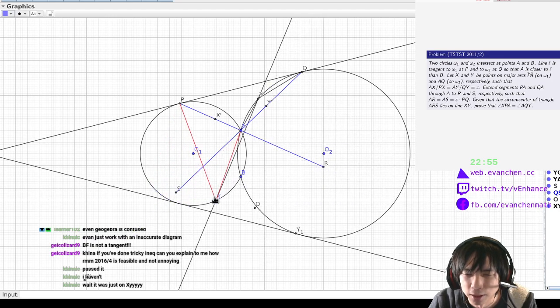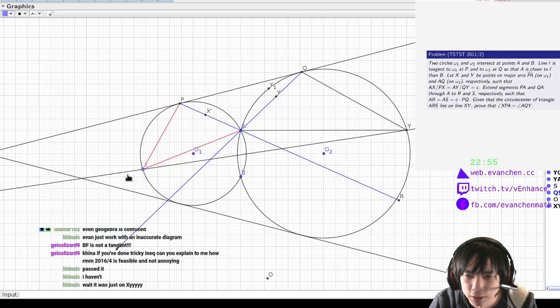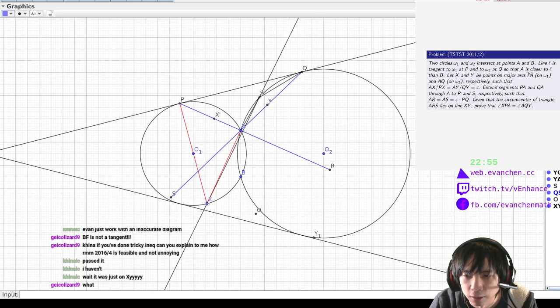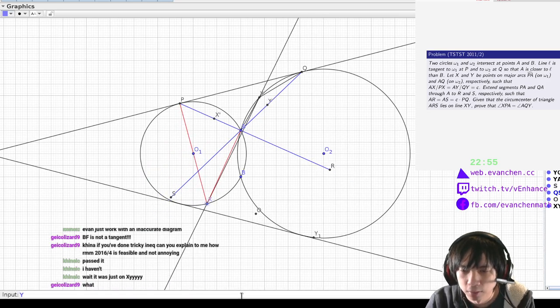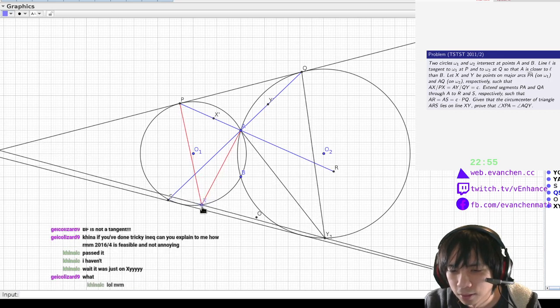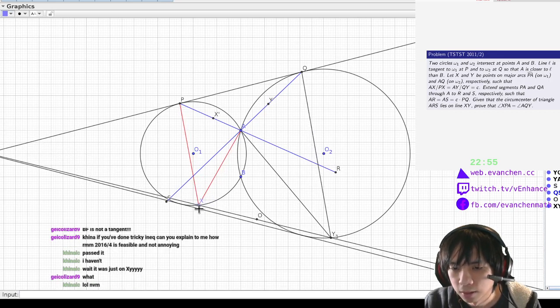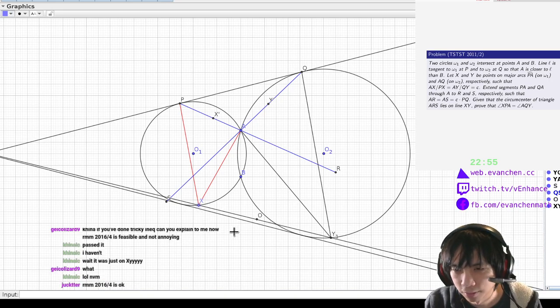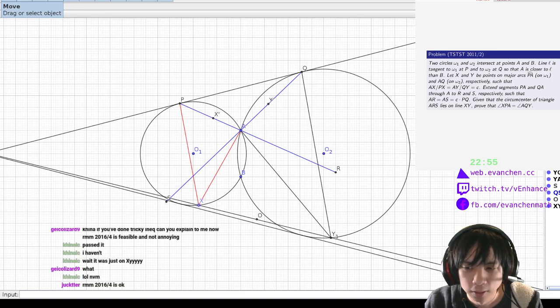Oh, it's O. I was looking at the point S. Okay. I was like, why won't it pass through that point? Okay, we did it. We have succeeded.